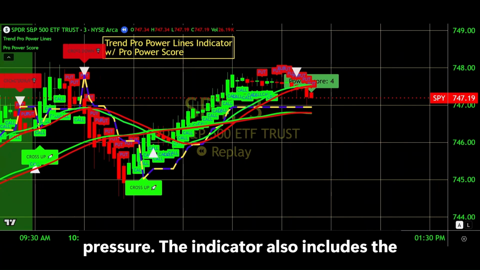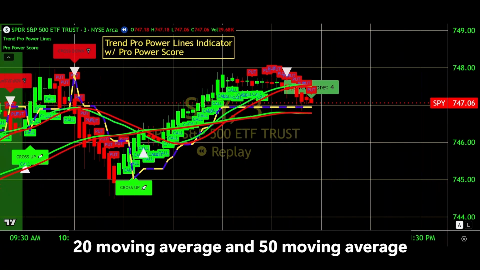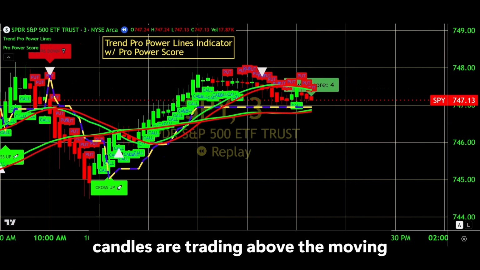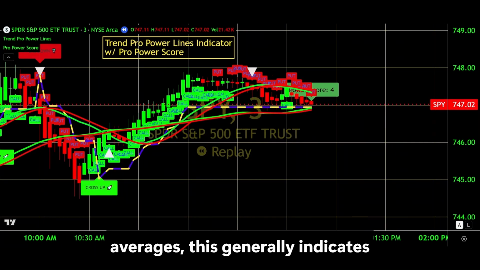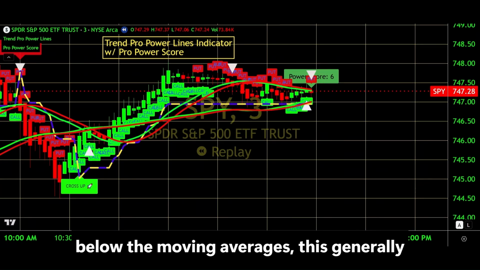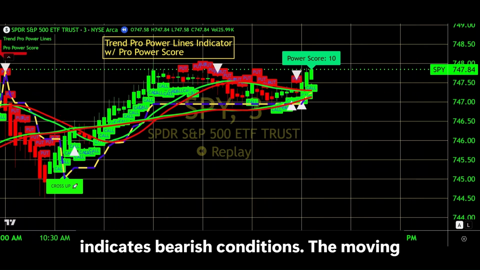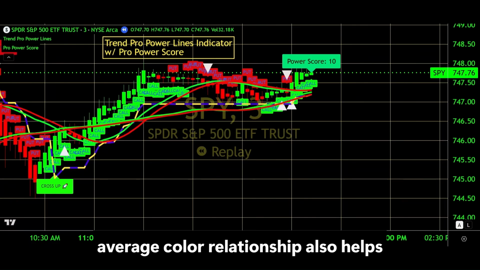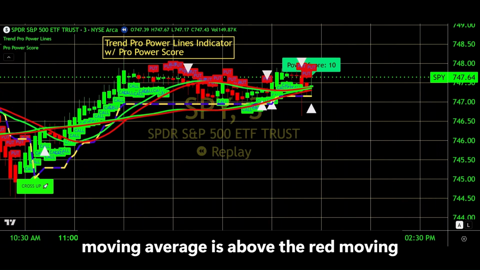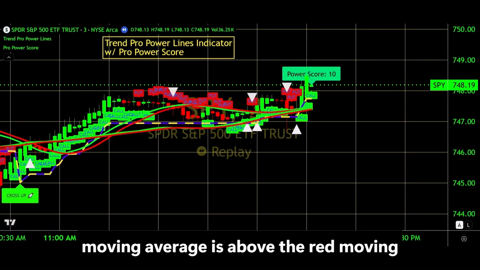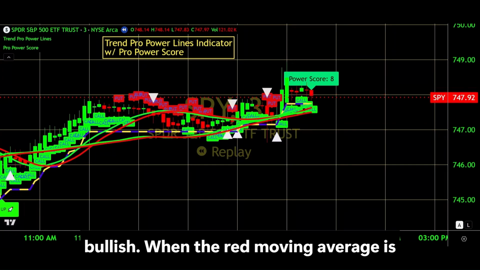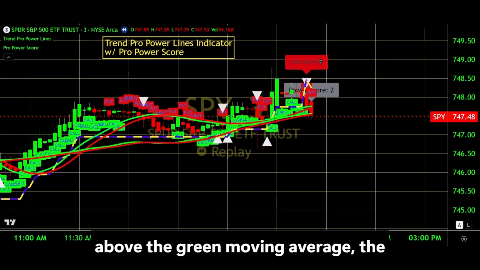The indicator also includes the 20 moving average and 50 moving average for additional trend confirmation. When candles are trading above the moving averages, this generally indicates bullish conditions. When candles are below the moving averages, this generally indicates bearish conditions. The moving average color relationship also helps confirm trend direction. When the green moving average is above the red moving average, the market trend is considered bullish. When the red moving average is above the green moving average, the market trend is considered bearish.